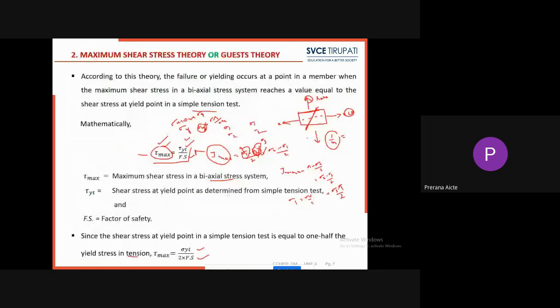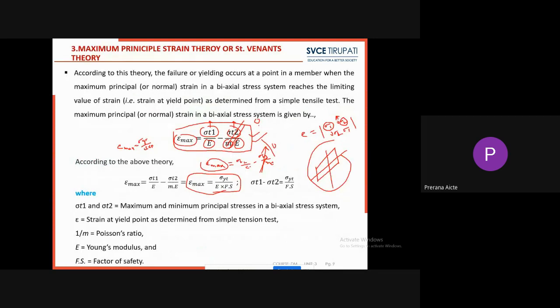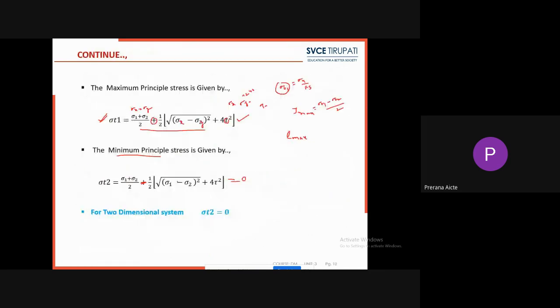What is maximum principal strain theory? See, sigma T1 by E minus sigma T2 by M into E. How to calculate sigma T1?